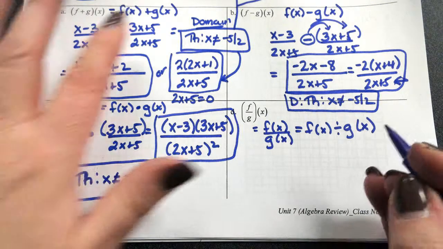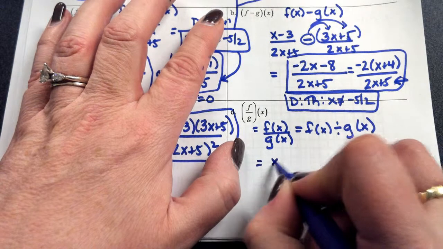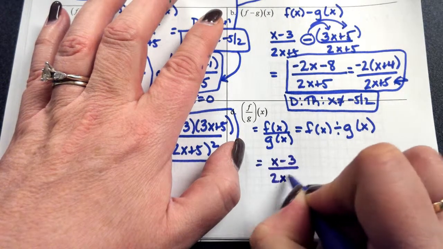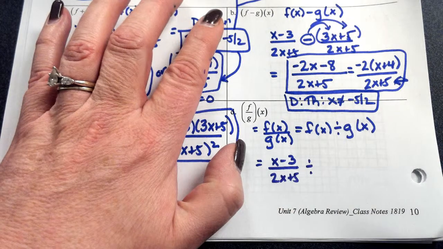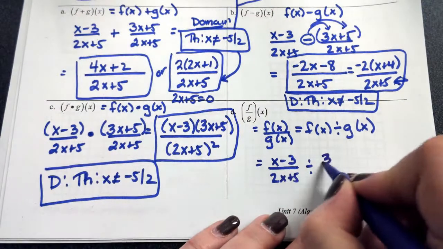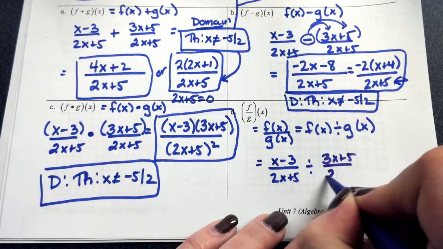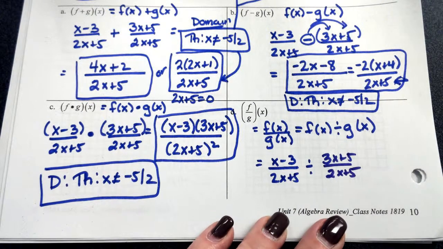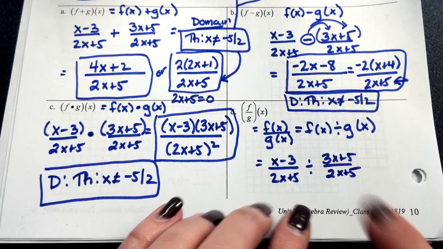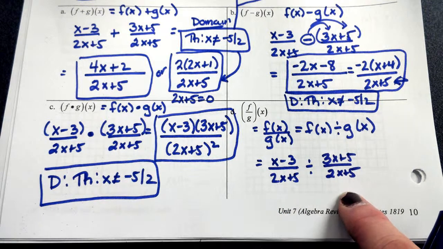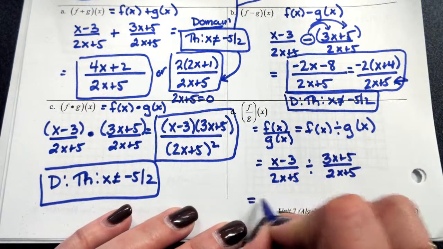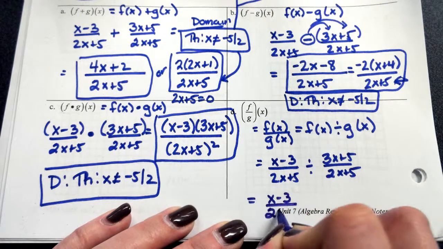All right, so again, I know that f of x is my x minus 3 over 2x plus 5. I'm going to divide by g of x, which is 3x plus 5 over 2x plus 5. How do you divide fractions? Which one do I flip? The last one, the one that comes after your division sign. So I'm going to multiply by the reciprocal.